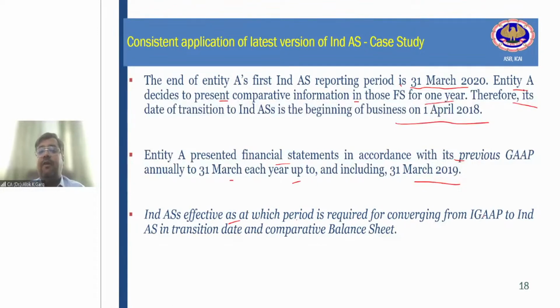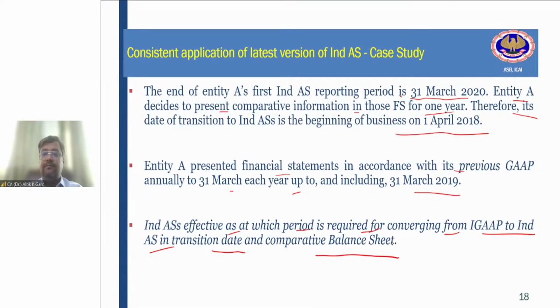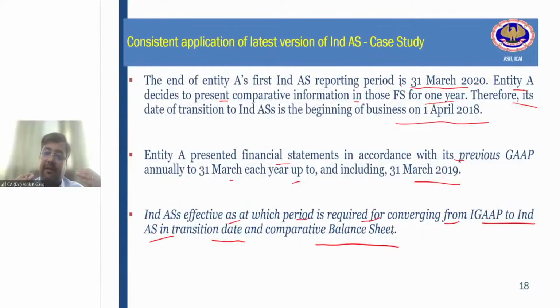Ind AS effective as at which period is required for converting from IGAAP to Ind AS in transition date and comparative balance sheet? Tell me. Ind AS effective at which date? 1st April 18 Ind AS needs to be taken, 31st March 19 Ind AS needs to be taken, or 31st March 20 Ind AS needs to be taken for applying it across the first Ind AS financial statement? Kaushik, it is not first April 18. Which Ind AS? I am asking, Ind AS applicable on 31st March 20 is applicable to all three periods, or Ind AS applicable on 1st April 18 is applicable to all these three periods?